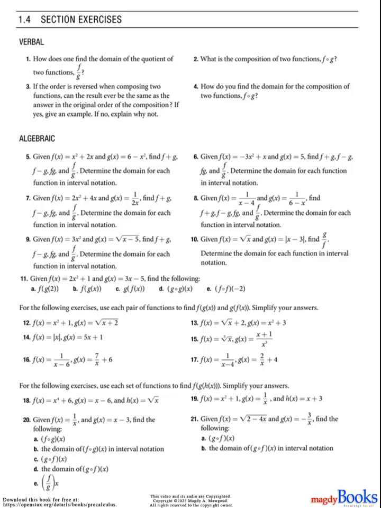11. Given f of x equals 2x squared plus 1 and g of x equals 3x minus 5. Find the following. A. f of g of 2. B. f of g of x. C. g of f of x. D. g composed with g at x. E. f composed with f at negative 2.